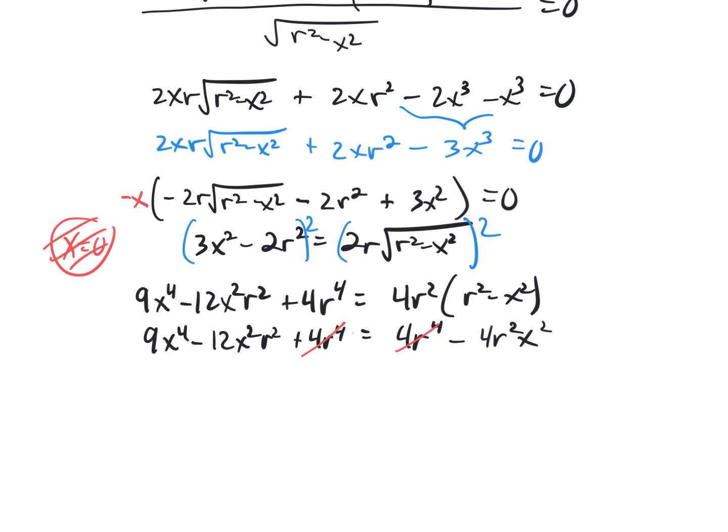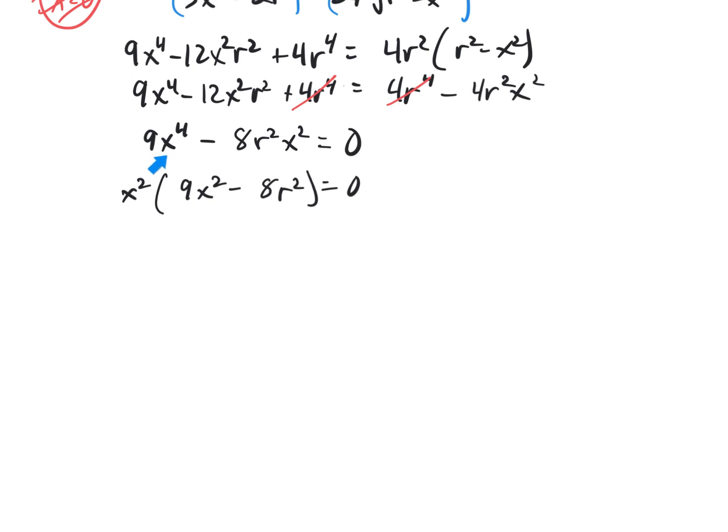These terms will cancel each other out. All right, adding 4x squared r squared, or 4r squared x squared, to both sides. 4 of them and negative 12 of them is negative 8 of those r squared x squareds. And remember, r is a fixed constant for the sphere's radius. We're trying to solve for x.